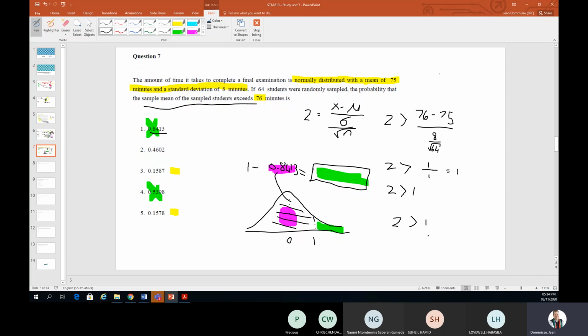So the answer is 0.1587. Okay, which is that. It seems like it can be that in the book they give you option 3 as the answer.